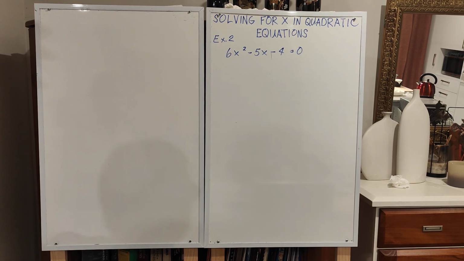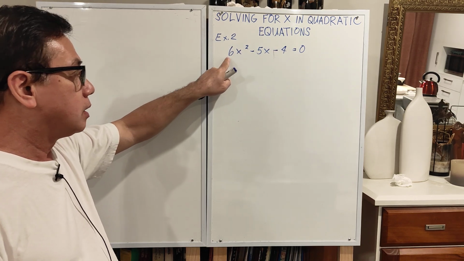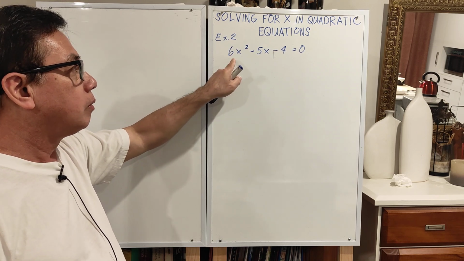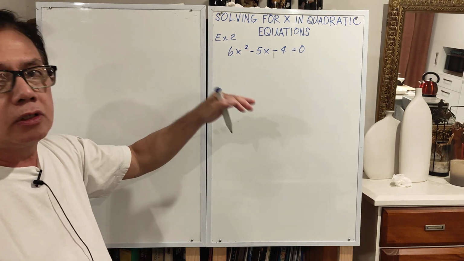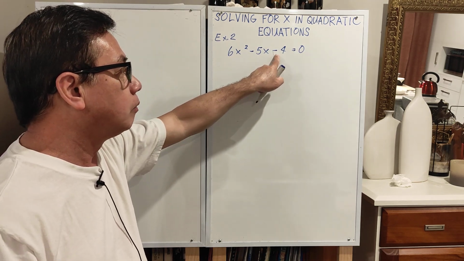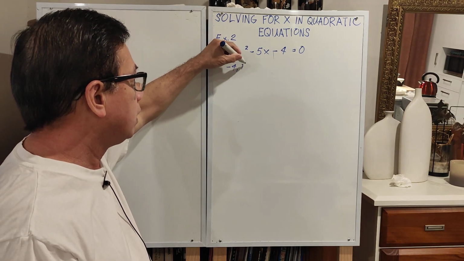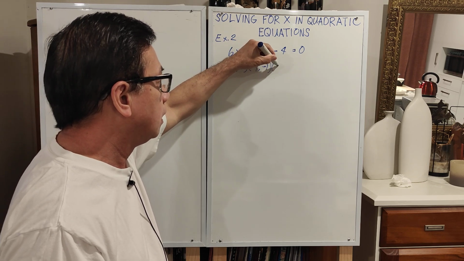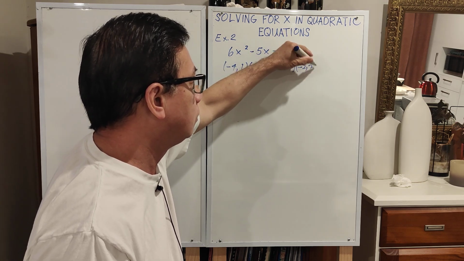This second example is more complicated than the first one because x squared now has a coefficient of 6. The first example has a coefficient of 1, so there will be more possibilities of options that you need to multiply. So first of all, you have to find the factors of -4, so that will be -4 and 1, 4 and -1, and 2, -2, and -2 and 2.